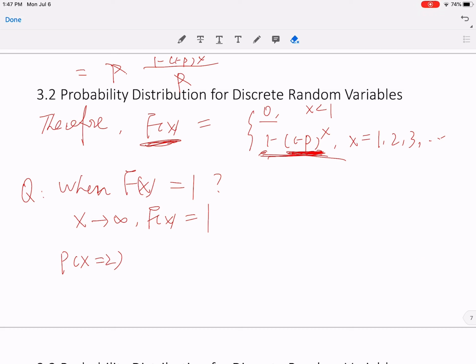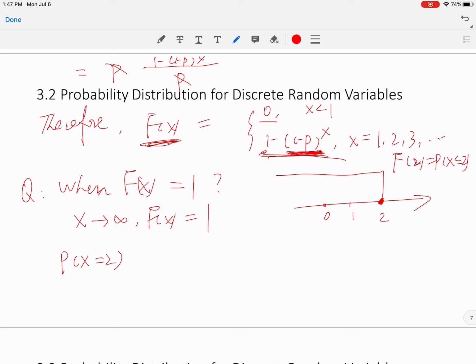Let me clean this. So we know that the CDF is a probability of an interval, right? And if we go to the number line, let's say this is 0, this is 1, and 2. Now F of 2 will give us the probability that x is less than or equal to 2.